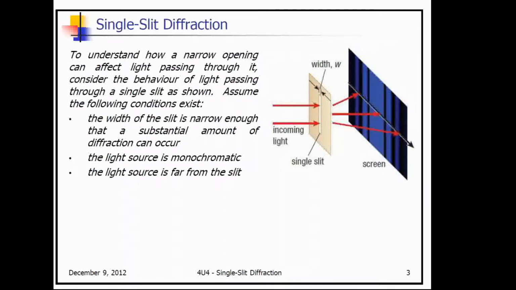It says, to understand how a narrow opening can affect light passing through it, consider the behavior of light passing through a single slit as shown. So assume the following conditions exist. The width of the slit is narrow enough that a substantial amount of diffraction can occur. The light source is monochromatic, and the light source is far from the slit.